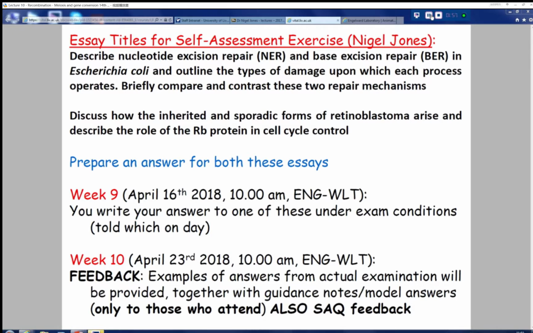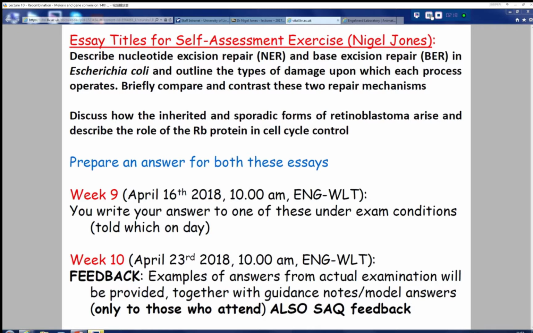The only person who's going to see the essay that you write is you. So it doesn't matter if it's not as good as you hoped it would be, but hopefully it will prepare you for the final examination. And surprisingly, when we get the module feedback, this exercise is very popular, and students seem to like it.